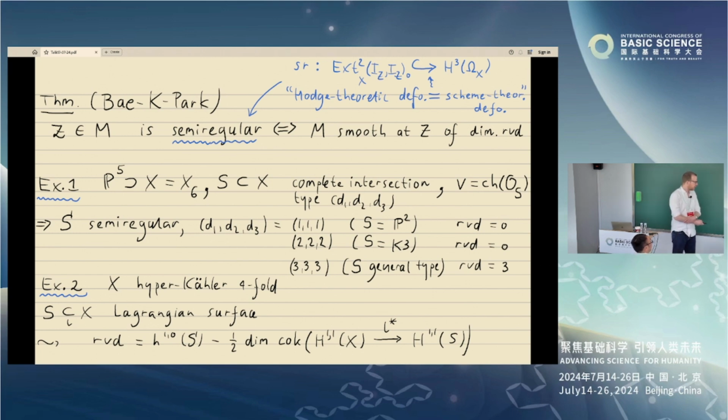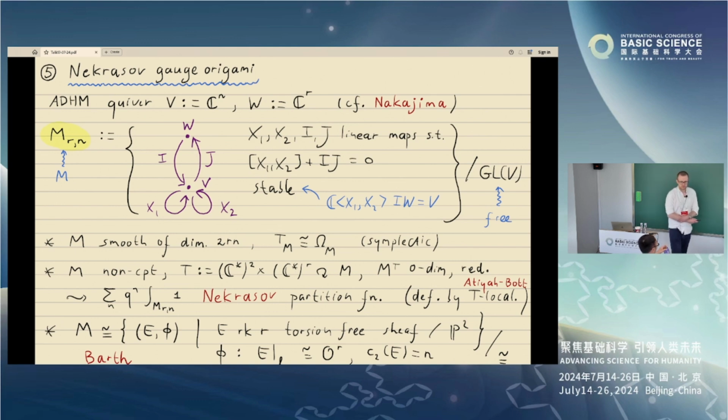Actually in this talk I used a loose definition of Calabi-Yau. You're allowed to take your fourfold to be hyperkähler or abelian. And something nice happens in the case of Lagrangian surfaces, but let me skip this. So in the final part of the talk, I'd like to look at surfaces on non-compact fourfolds. Or rather, we look at Nekrasov's origami gauge theory.